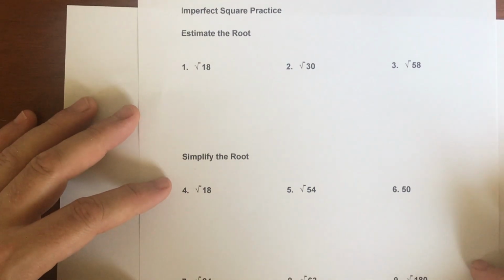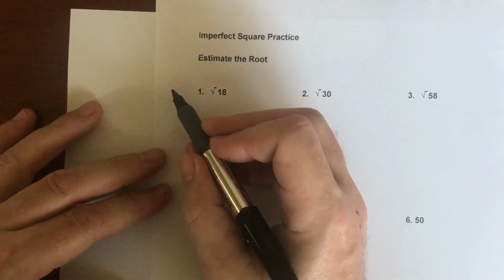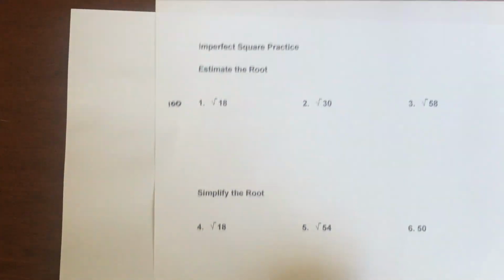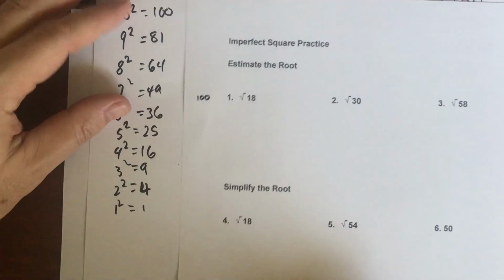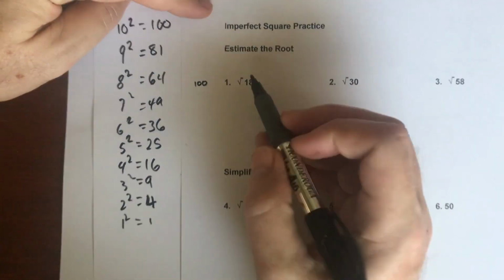Okay, we're back. Let's take a look. So we're estimating the roots. Now, I'm just gonna write on the side. Should have just kept it. Oh, look, here, I'll just do this. I won't waste your time. I'm just gonna use that perfect square chart again instead of rewriting it. Okay, so we're looking at 18.